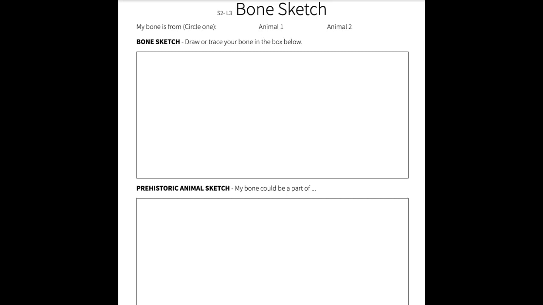In the Explain, have students share what questions they have based on their observations, then record them on Student Journal page 10. Then direct students to Student Journal page 11, Bone Sketch Sheet, to trace their bone inside the box at the top of the page, and make predictions about what kind of prehistoric animal they think their animal came from. Then they can draw a picture in the box under Prehistoric Animal Sketch.